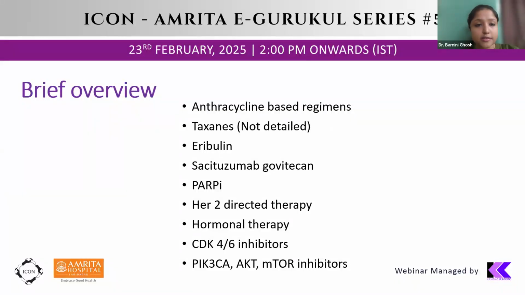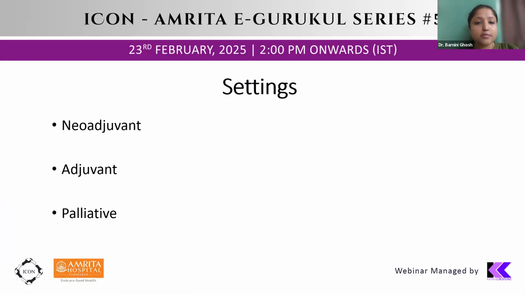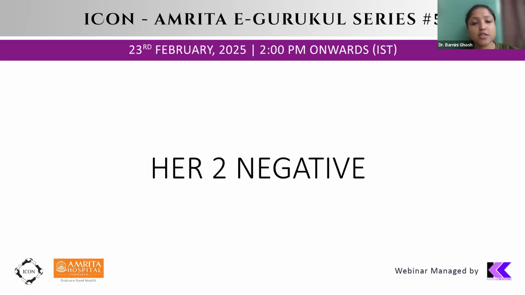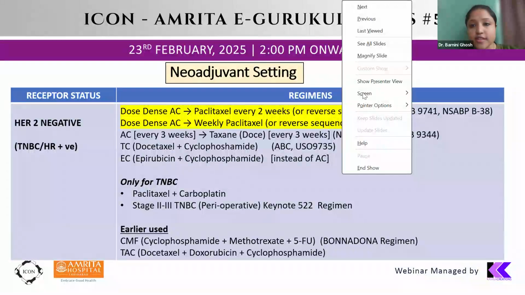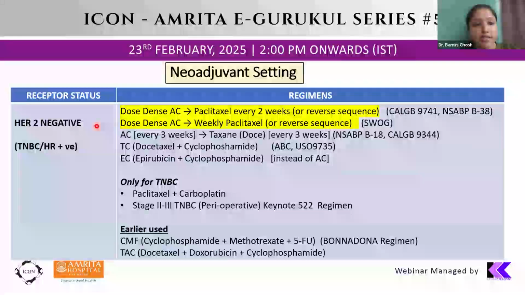and mTOR inhibitors. The drugs used in breast cancer malignancies are used mainly in these three settings: neoadjuvant, adjuvant, and palliative settings. So first I will begin with the HER2 negative disease. Here I have shown some of the regimens which are used in the neoadjuvant setting in HER2 negative breast cancer, which may be either hormone receptor positive or triple negative breast cancer.